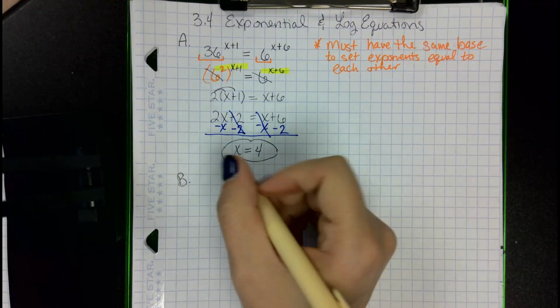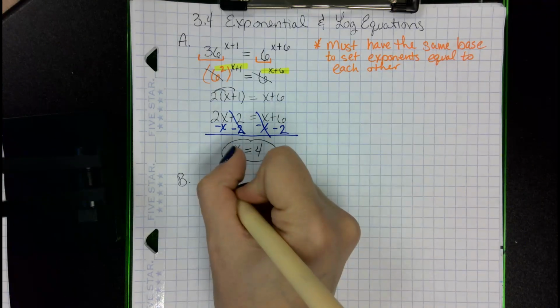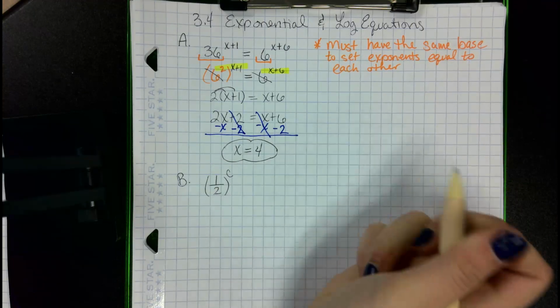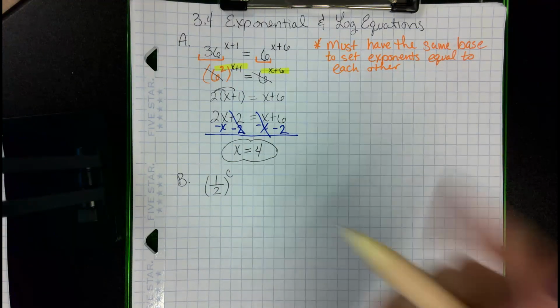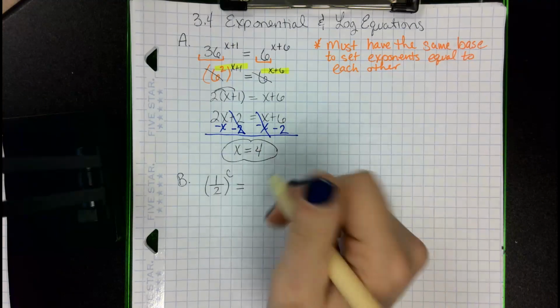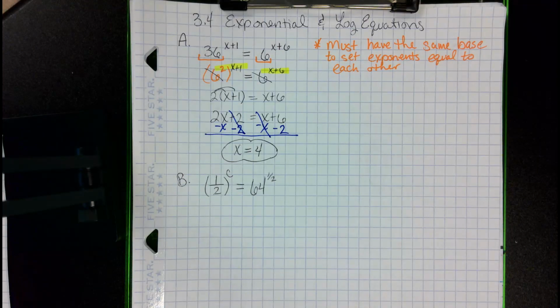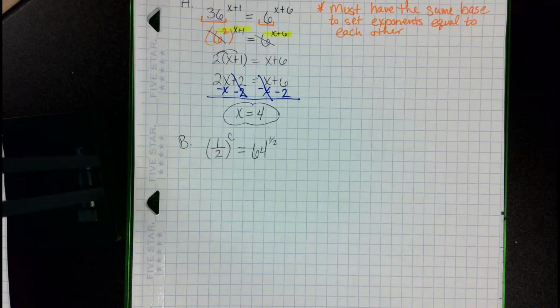All right, the next situation that you will encounter is if you have 1/2 raised to the c, or if you prefer an x, you can put an x there, it doesn't matter, equals 64 to the 1/2 power. All right, so this time we have a different situation, and really we kind of have two things happening at the same time. It doesn't really matter which order you deal with them. I want to deal with the 1/2 first.